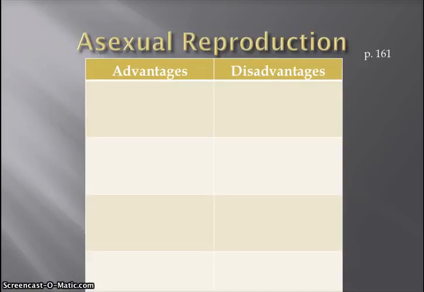On page 161, there is a table that discusses the advantages and disadvantages of asexual reproduction. Turn to page 161 and write in those advantages and disadvantages in this chart or in your exercise book, and we'll discuss the chart in class.